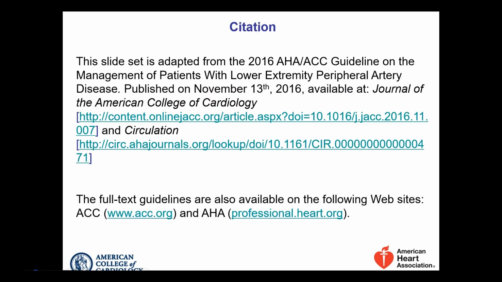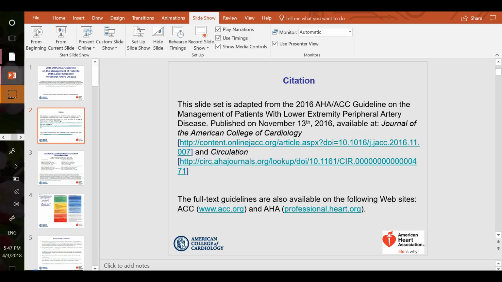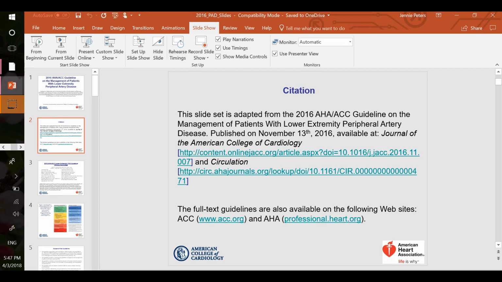Let me see if I can get the screen a little bit bigger. Hold on. Actually, I'm going to move this up.